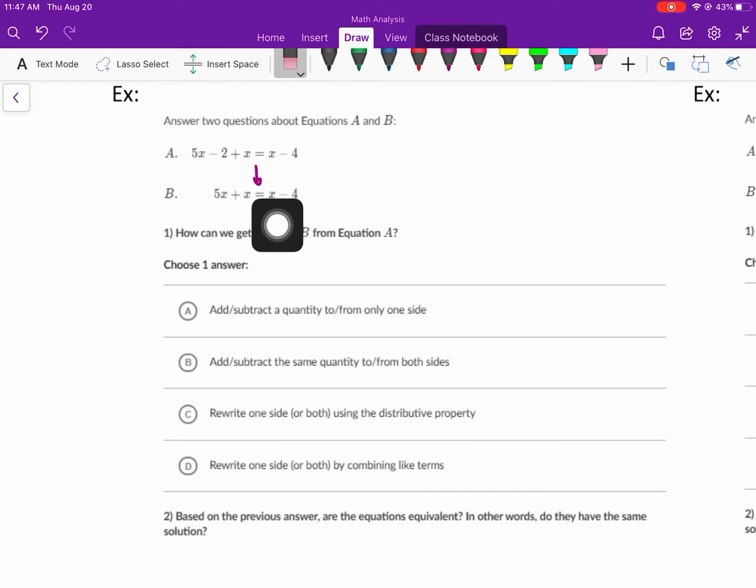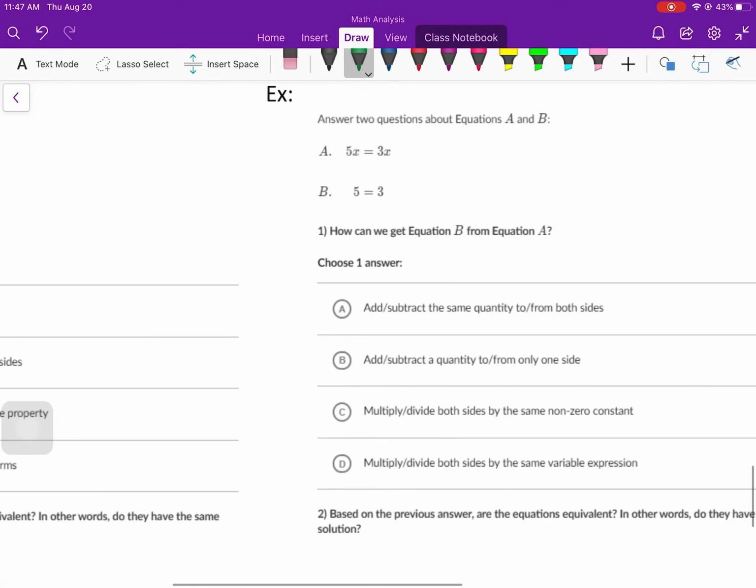And it doesn't seem like that happened because this didn't change. So we added the quantity to only one side. Yeah, only one side we did it on, and that's not good. So no, we are not going to get the same answer. It's not going to be the same equation.